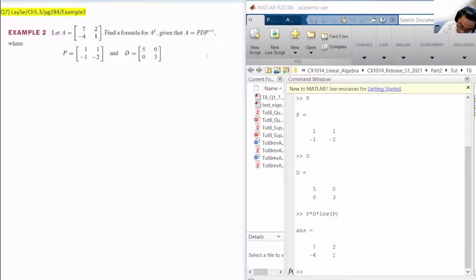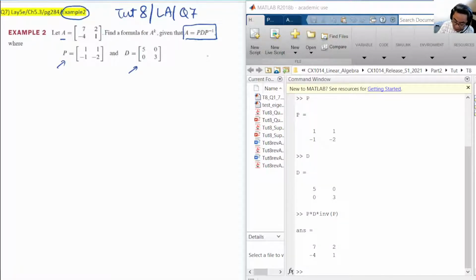This is tutorial 8, linear algebra, eigenvalues and eigenvectors, and this is question 7 from example 2 of Lay's 5th edition. Now, we are given a matrix A, and we are told that A equals PDP minus 1, where P is this matrix here, and D is this diagonal form.